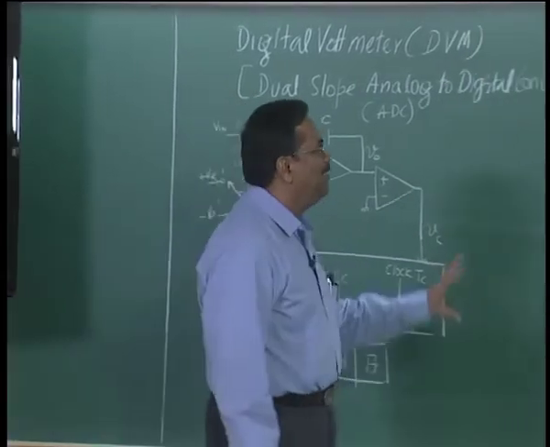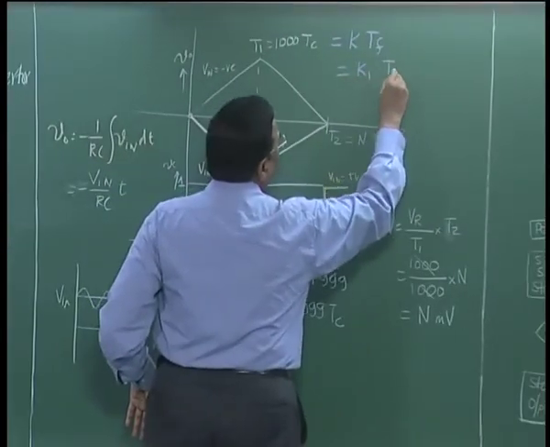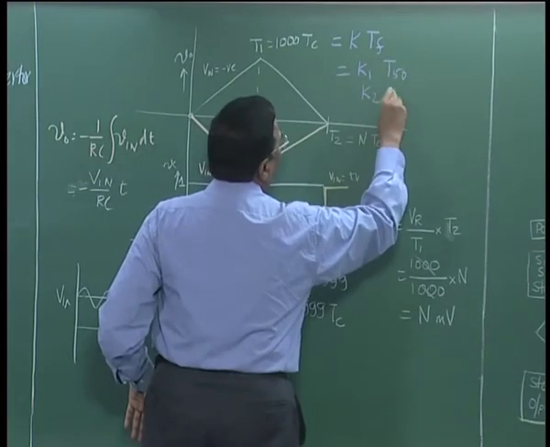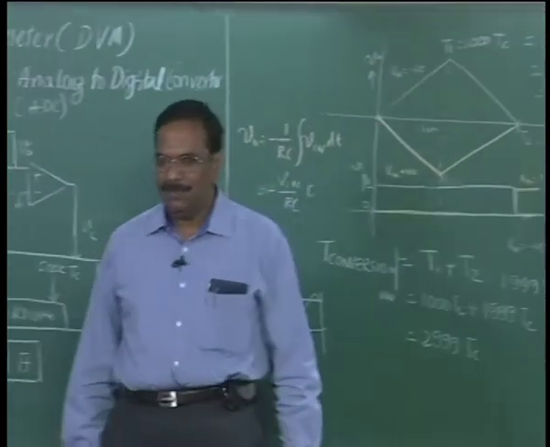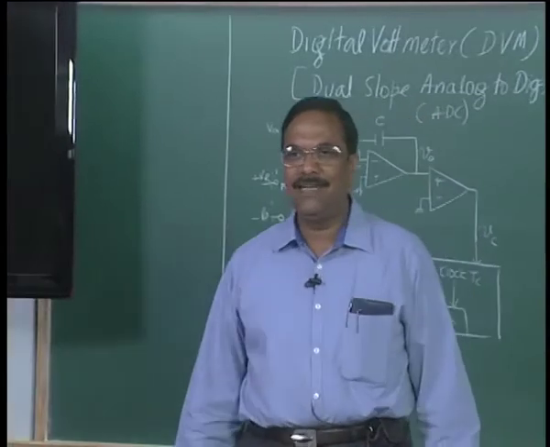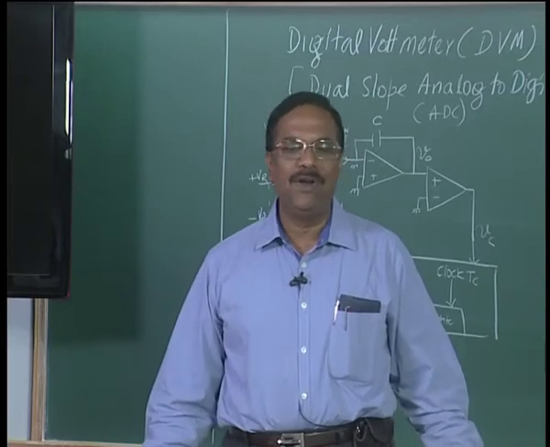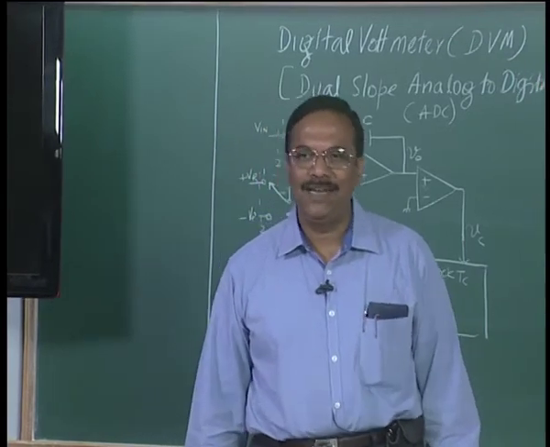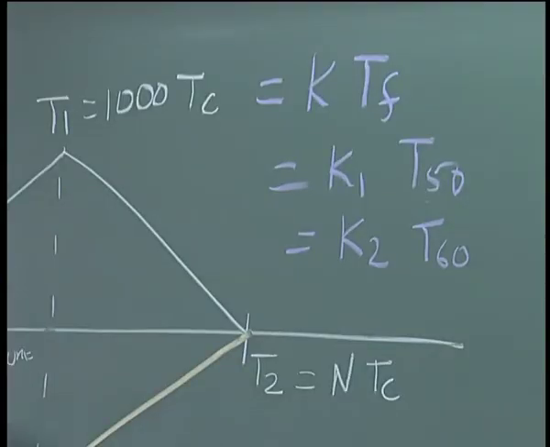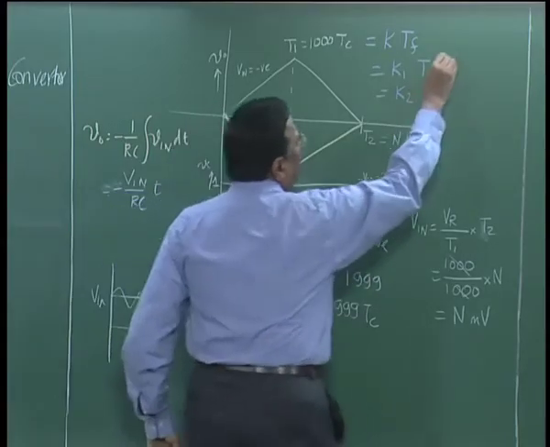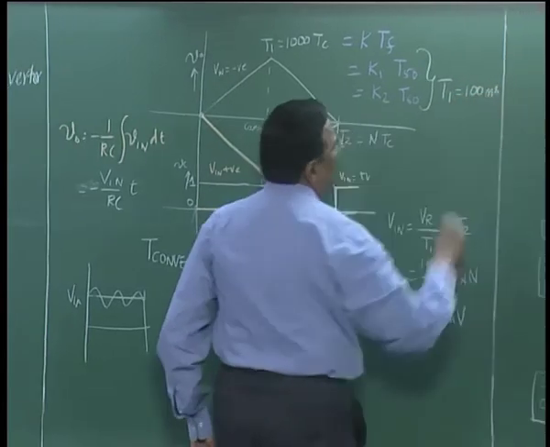We can make T1 such that it is equal to K1 times T50, and also equal to K2 times T60. We take a common multiple such that I will always get an integral number of 50 hertz or 60 hertz periods in T1. So if we put these two conditions, then for this condition to be met, T1 will become 100 milliseconds or a multiple of that.